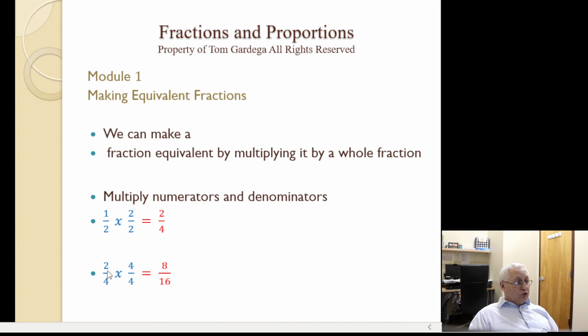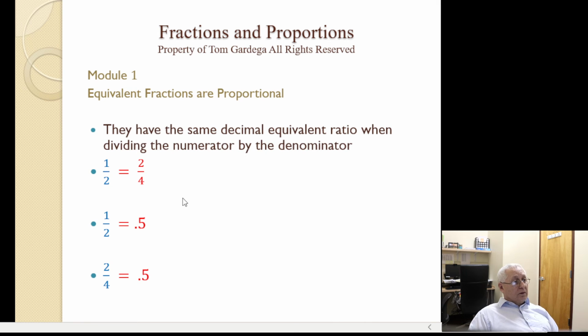This 2/4, 2 over 4 right here, if I want to quadruple it, I'm going to multiply by 4 over 4. So 2 times 4 equals 8. 4 times 4 equals 16. And now let's look at it. 1/2 equals 2/4. 1/2 equals 0.5. 2/4 equals 0.5.